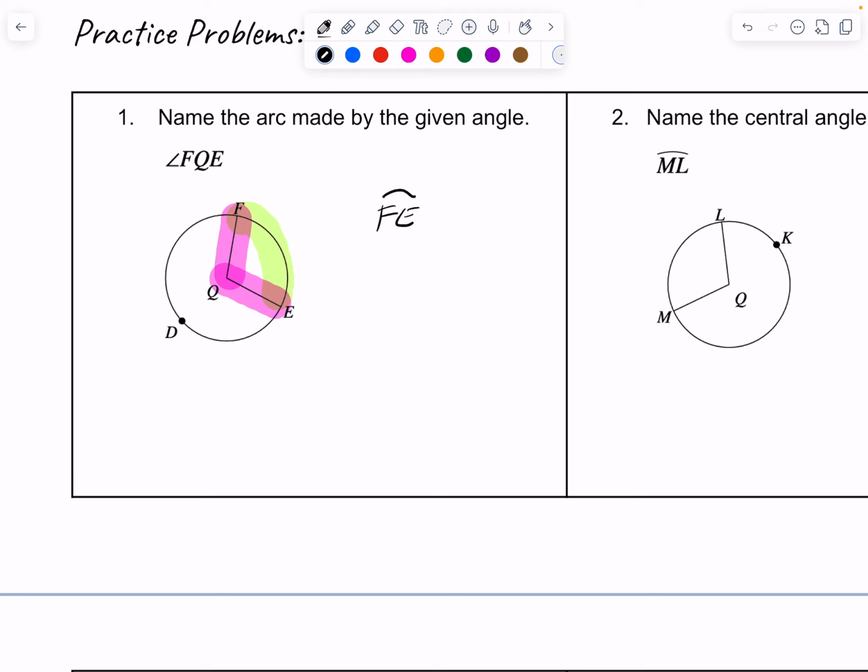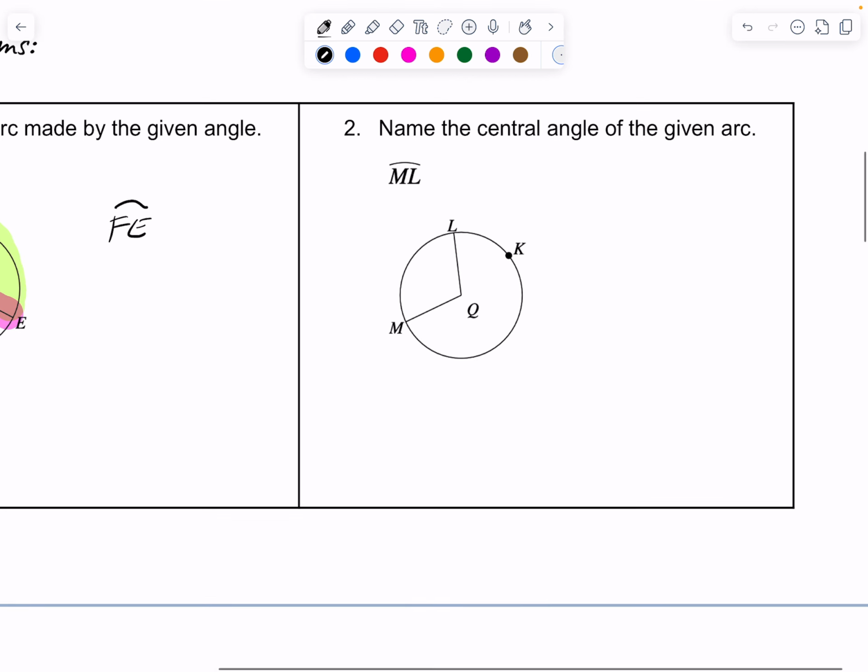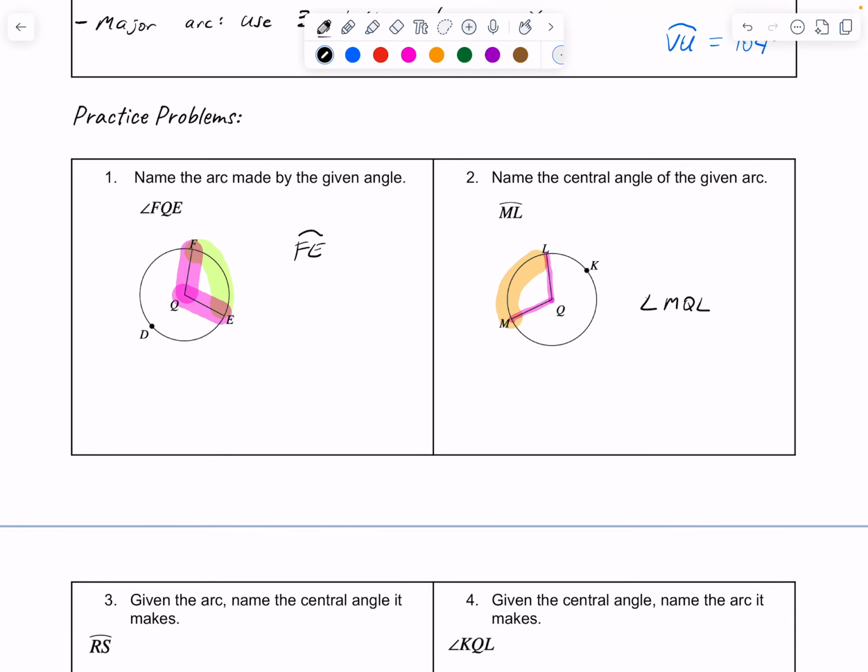All right, let's do the next one. Name the central angle of the given arc. So now they're giving us the arcs. We're going to go backwards. So the arc is ML. And so the angle that is created would be MQL. So I'm going to write angle MQL. Okay, those are just making sure we know the basics of naming them.